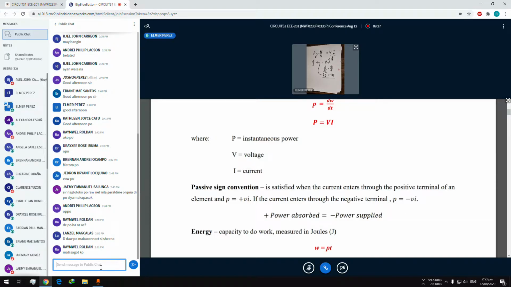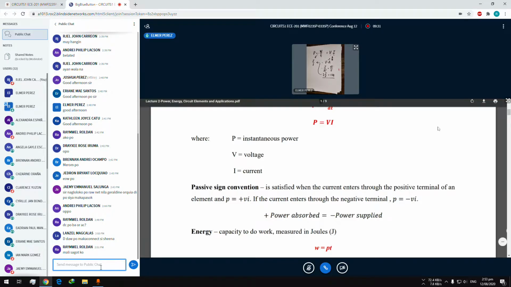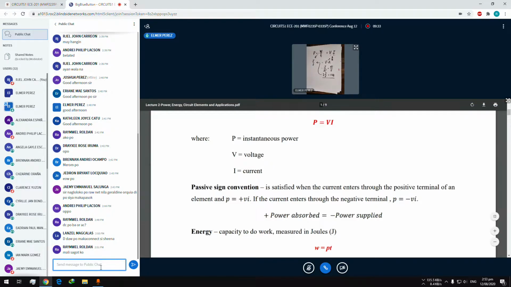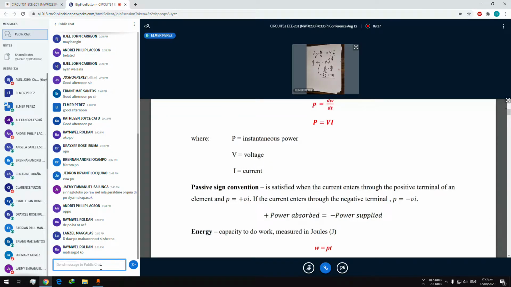Ano ba yung ibig sabihin niya pag sa energy siya or sa power? Pag positive yung power, that means it is being absorbed. Parang tinatanggap, parang energy lang yan. Halimbawa, kumain ka, so may energy yung kinain mo. So, nadadagdagan ka ng energy. So, kung nadagdag yan, that is positive.